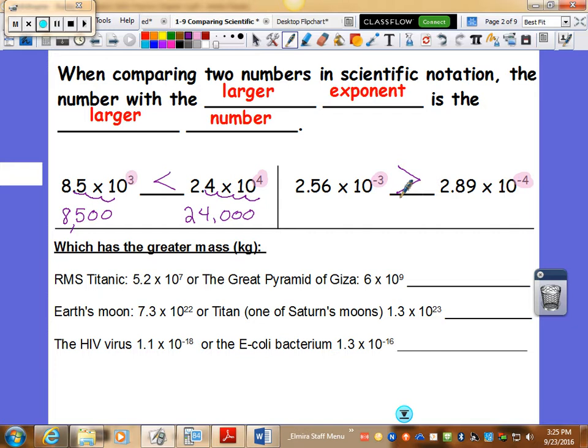Okay, here's some facts that I looked up online. The mass of the ship, the Titanic, is 5.2 times 10 to the 7th. And the mass of the Great Pyramid of Giza is 6 times 10 to the 9th. Which one of those has a bigger mass? Well, we've got an exponent of 7 and an exponent of 9. So the Pyramid of Giza is the larger one.